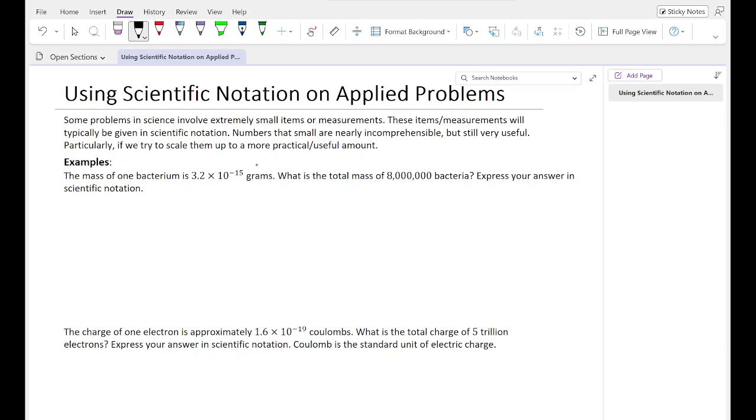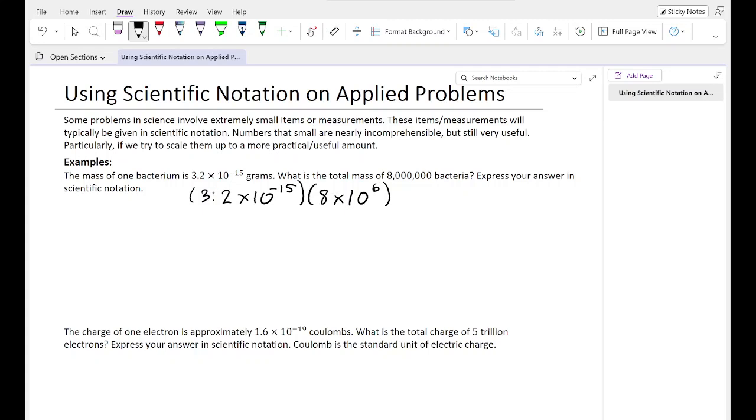So the first thing we're going to do is make sure they're both in the same form. Since this is in scientific notation, we want the answer in scientific notation. Let's make the 8 million scientific notation too. So 3.2 times 10 to the negative 15. And then we're going to take the decimal place for 8 million and move it over 1, 2, 3, 4, 5, 6 spots. So 8 times 10 to the positive 6, because we moved it over from the right.